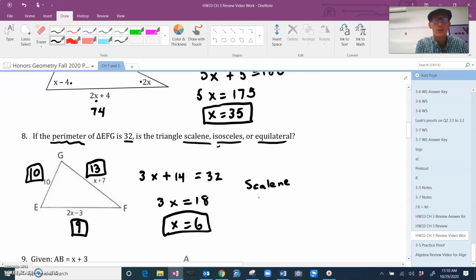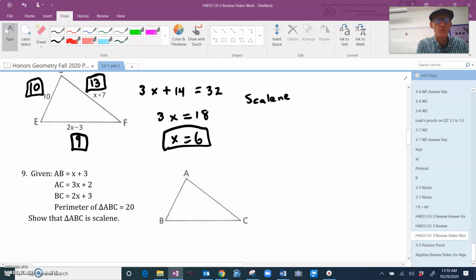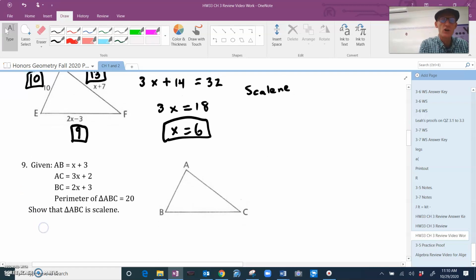Okay? The next problem is another problem where we have to use algebra. So we have to show it's scalene. There's a lot of scalene going on here. We have to show this problem is scalene. So we do x plus 3 is AB. 3x plus 2 is AC. And 2x plus 3 is BC. So we know that the perimeter is 20.